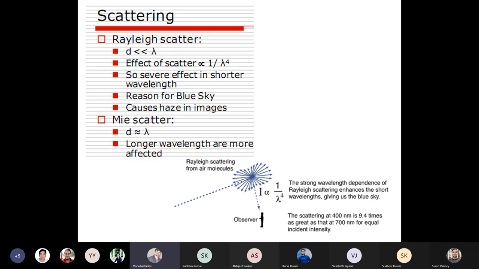And I have already discussed that we have selective and non-selective scattering. In the selective, we have two types, Rayleigh and Mie scattering, where there is a dependency on the wavelength, while in the case of non-selective, the scattering does not depend on the wavelength. And the manifestation of Rayleigh scattering is the blue color of the sky. That description is also given, and we'll do a discussion on that.